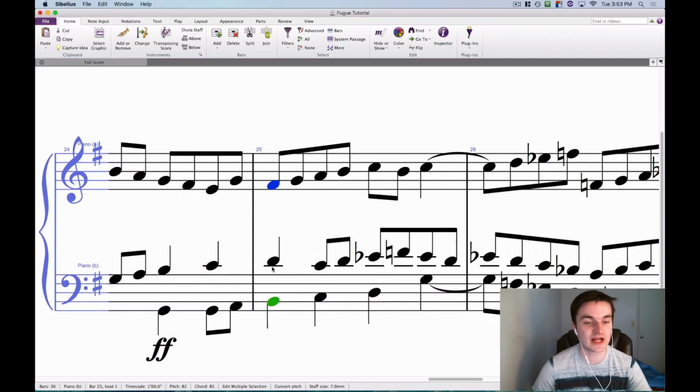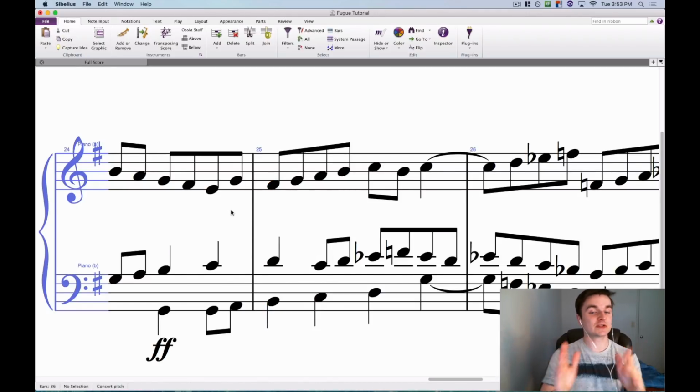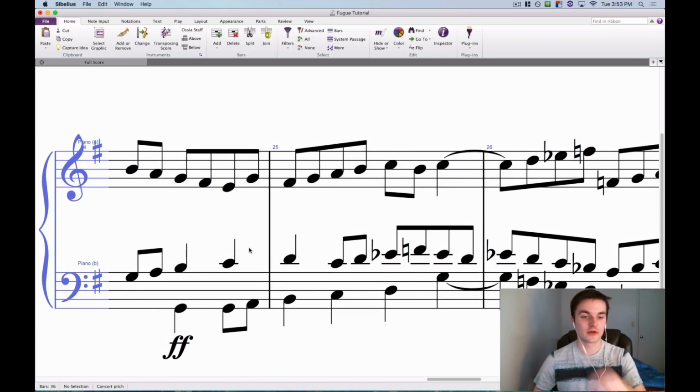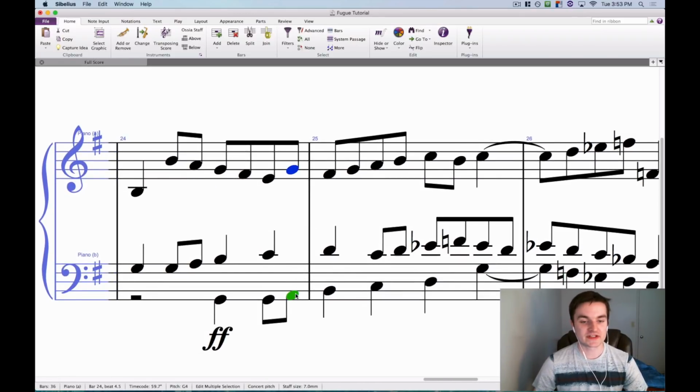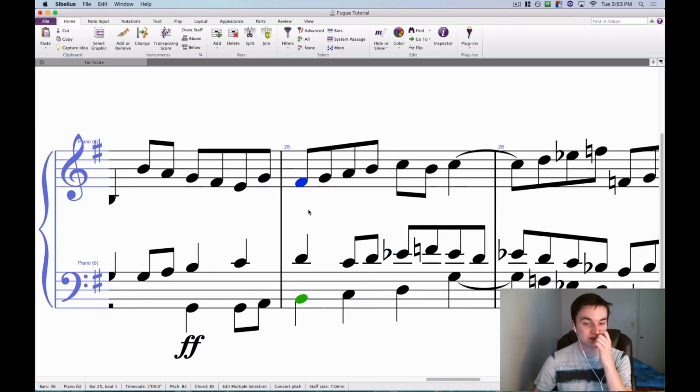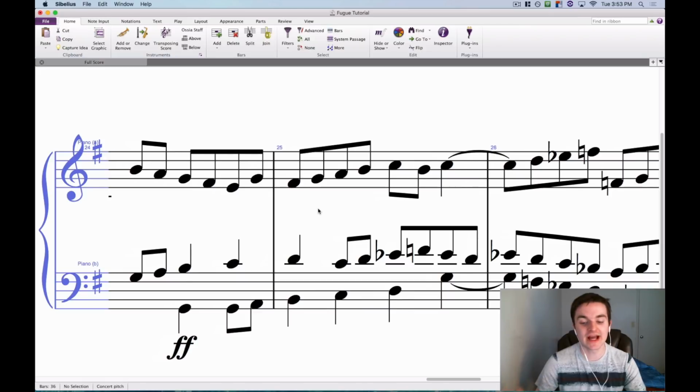It's not as common to not have these resolved by oblique motion, but if both are moving by step, it's okay to have like a seventh contract to a fifth. You generally want to have another voice, which is what's happening up here, something like that. So this is not super common, but it works technically as long as both voices are moving by step and contrary motion. 90% of the time it's just a seventh, which contracts to a fifth.